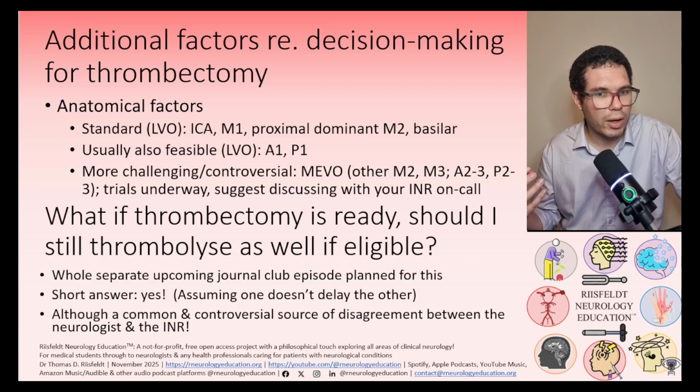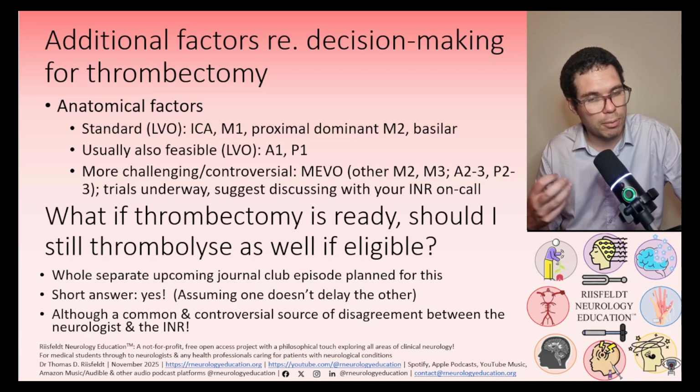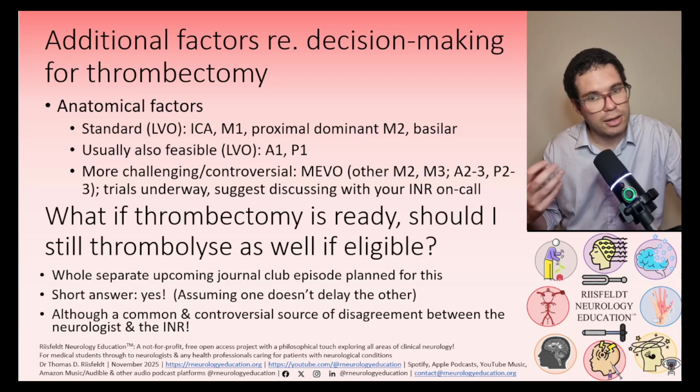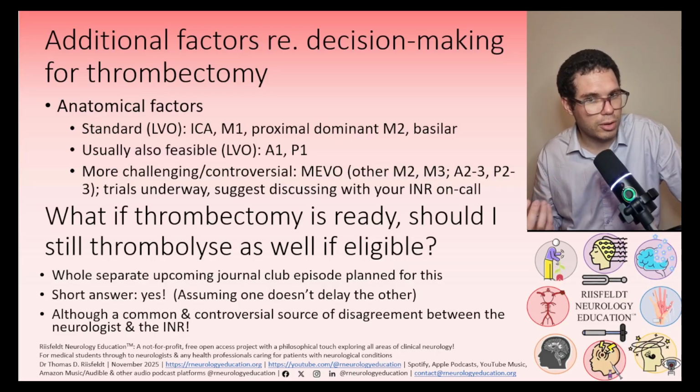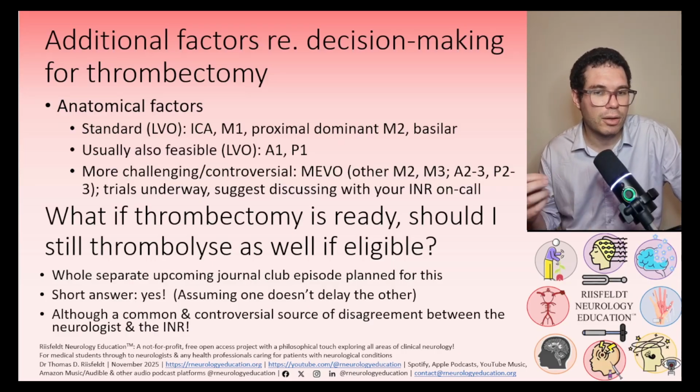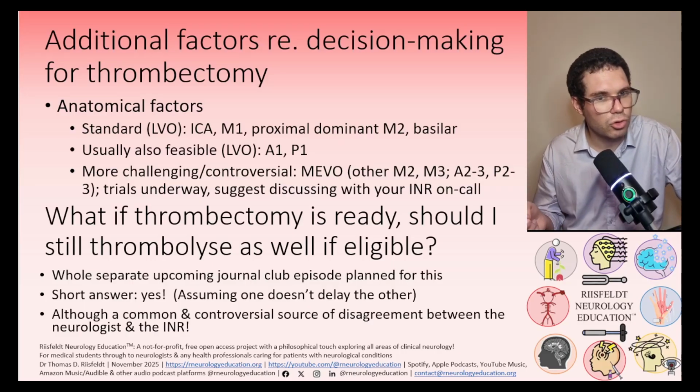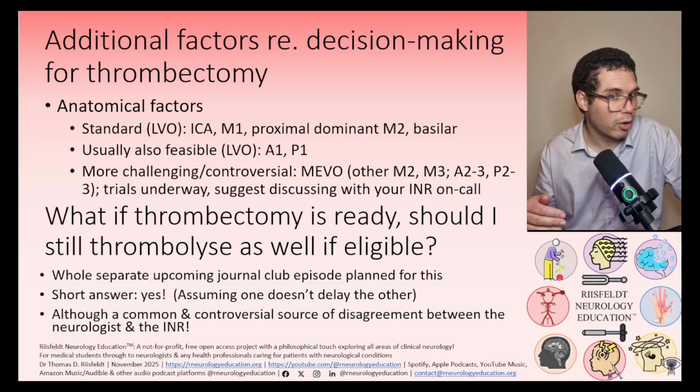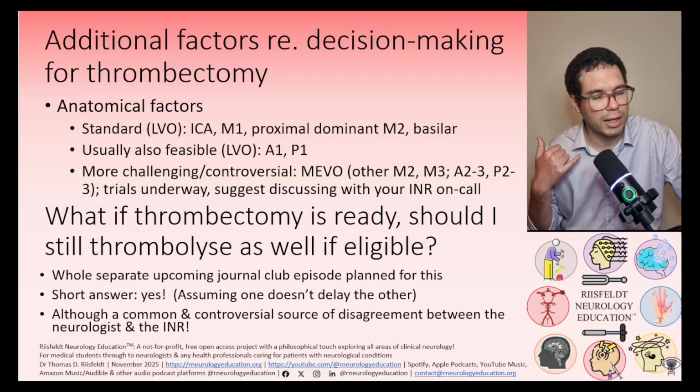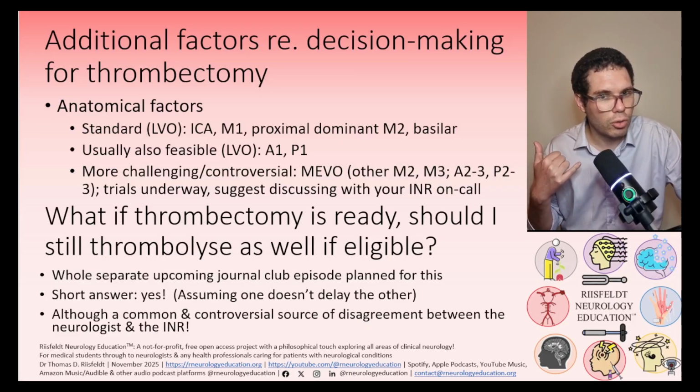But if you're not sure whether the proceduralist will be able to get to, say, a distal M2 or a proximal M3 or a proximal A2 or a proximal P2, don't just not call them because you think they won't go for it. I would recommend just making the phone call and saying, look, this is going to be a tricky one. I've got a pretty distal M2 or I've got a proximal A2 for you.